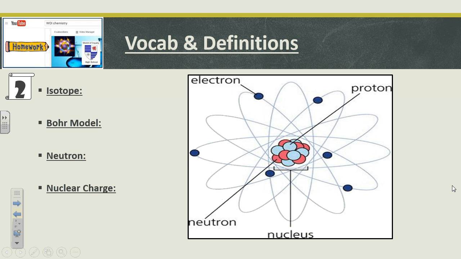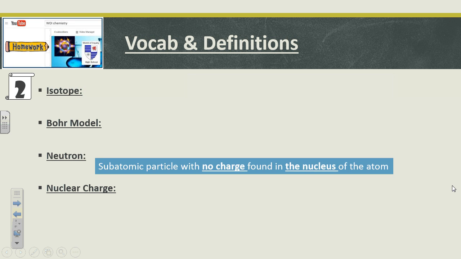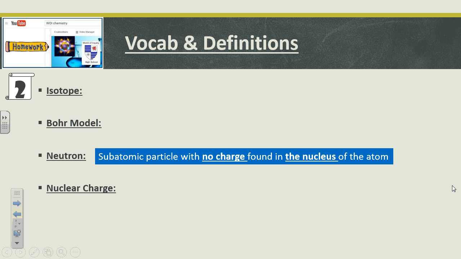Neutrons. Neutrons are the neutral subatomic particle in the nucleus, kind of the glue that holds the nucleus together. All those positive protons keep from repelling. So a neutron is a subatomic particle with no charge, because it's neutral.